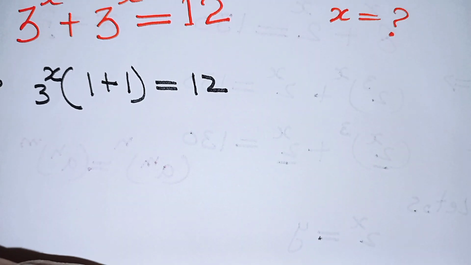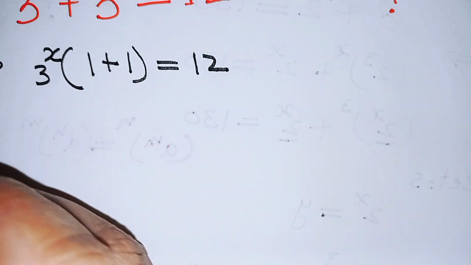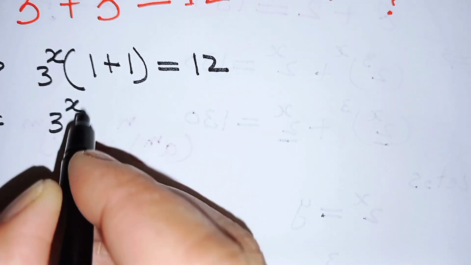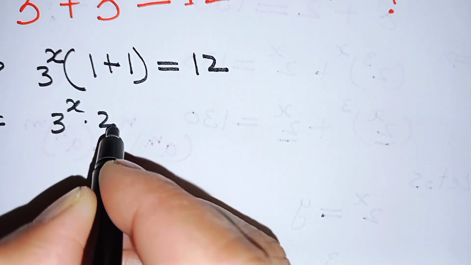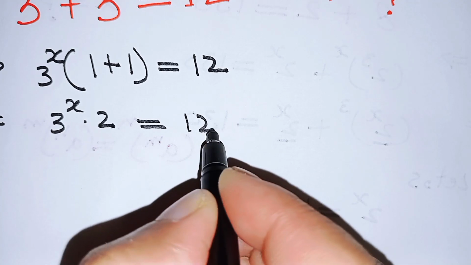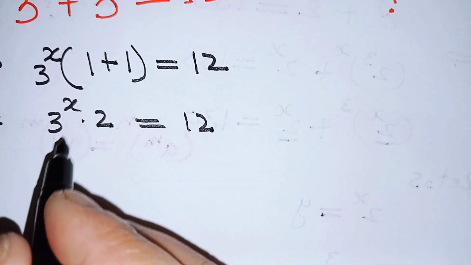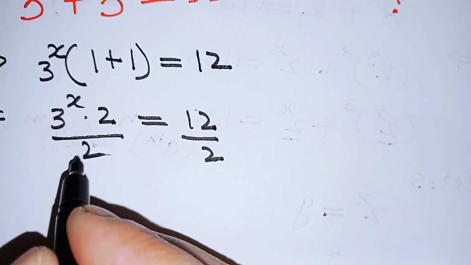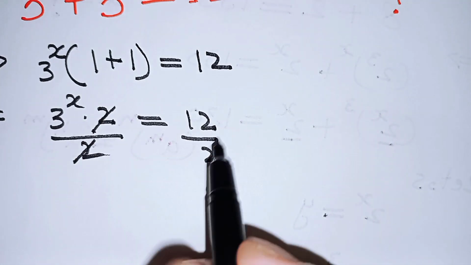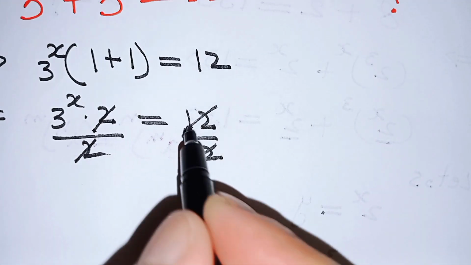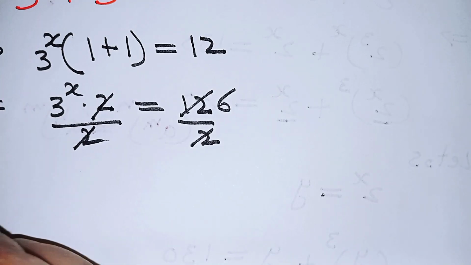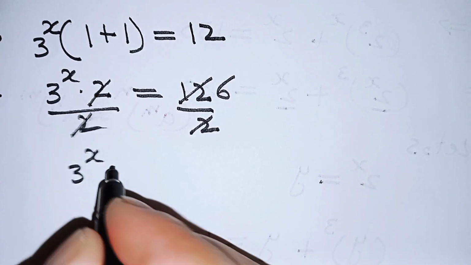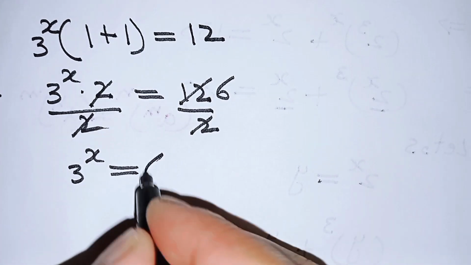So here we divide by 2 on both sides. Now 3 to the power of x times (1 plus 1) is equal to 2, and is equal to 12. And here we divide by 2 on both sides and cancel out this 2 with this 2, and 12 divided by 2 is equal to 6. We are remaining with 3 to the power of x is equal to 6.